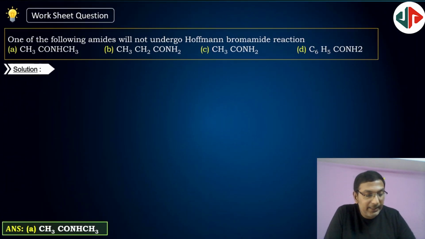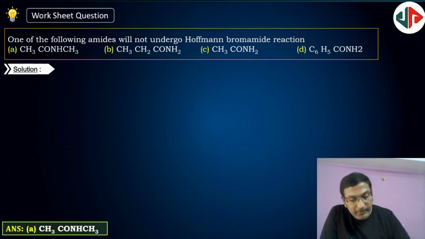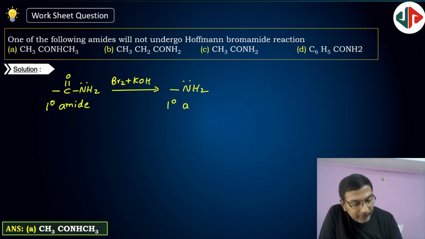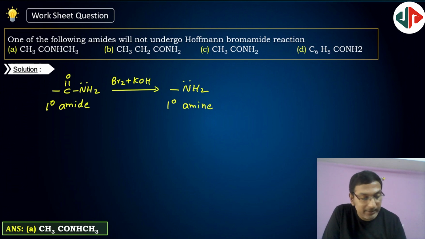Out of the following amides, which will not undergo Hoffman bromamide reaction? Already I have given this equation. CONH2, this is a primary amide. In the presence of alkali, it will be converted to a primary amine. So this structure CONH2 must be present.